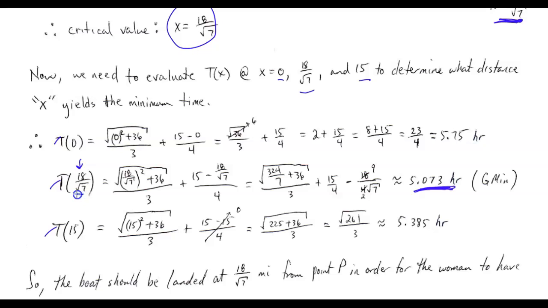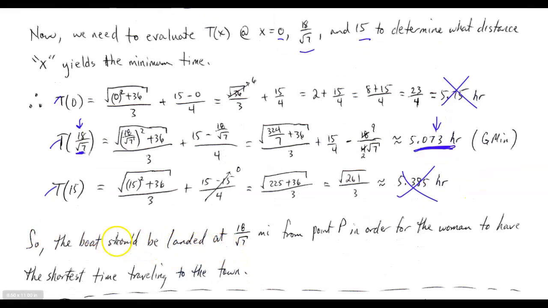So when our landing point is 6.8 miles from point P, it's going to take the woman a little over 5 hours to be able to get into town. And as you can see from all the other numbers, that is going to be the quickest time possible. Okay. So the boat should be landed at approximately 6.8 miles from point P in order for the woman to have the shortest time to travel to town.